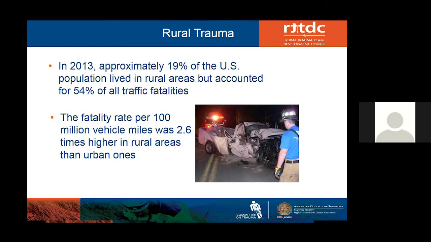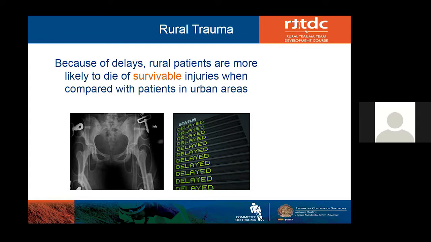And these are some basic concepts. In 2013, it says approximately 20% of the US population lived in rural areas, but accounted for 54 to 60% of all fatalities. And really the fatality rate in the rural environment is 2.6 times higher than that in urban environments. And actually, if you really get down to brass tacks, you're about 40 times more likely to die of survivable injuries in the rural environment as compared to the urban environment. Not because of the quality of care, but because of the limitations of that environment in terms of identification, transport, and time. Time is not our friend when it comes to high acuity trauma. And again, delays in various phases of care of the patient are why patients die of survivable injuries compared to patients in urban areas, which have fewer delays.